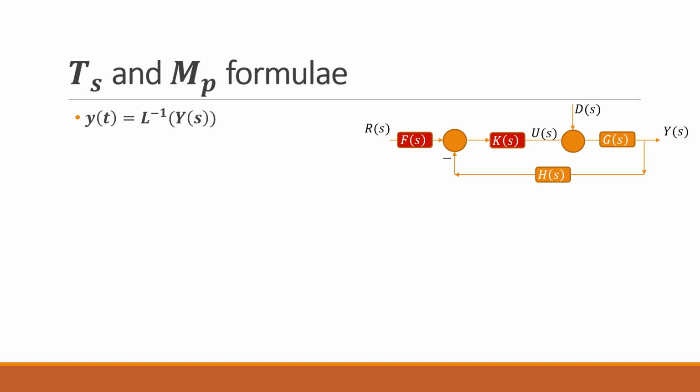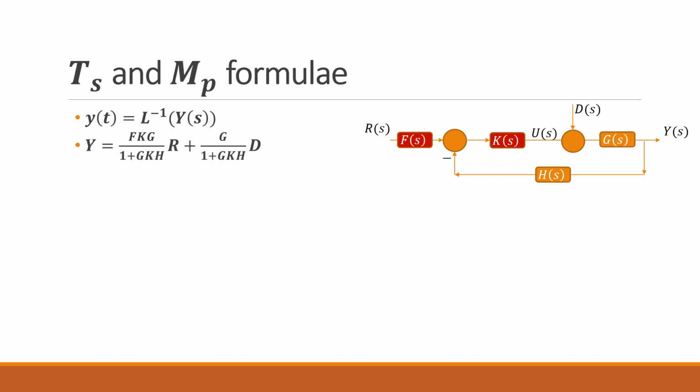Consider the block diagram shown on the side, which has two overall inputs R and D. Ignoring the initial conditions, the output Y of s can be written as Y is equal to the transfer function from R to Y times R plus the transfer function from D to Y times D. Note, we can get all this quite simply by using Mason's rule.